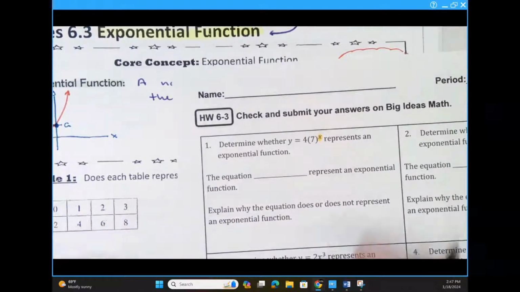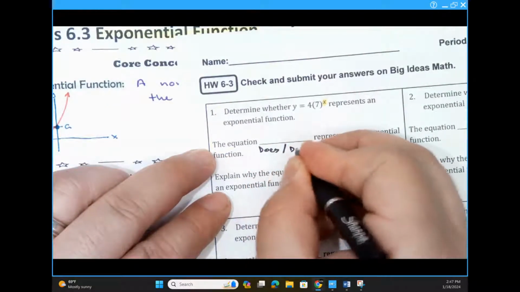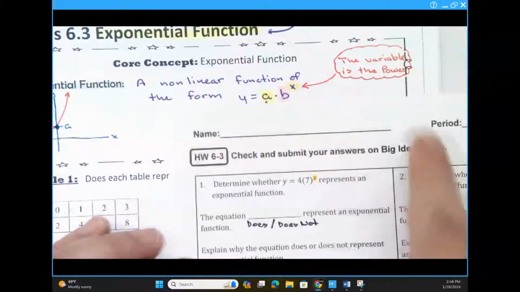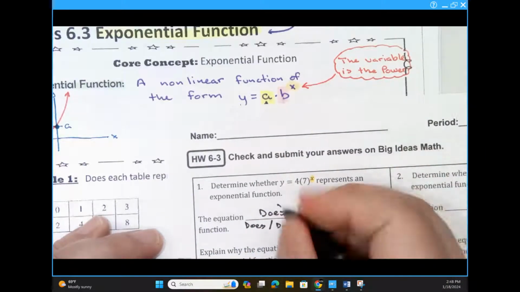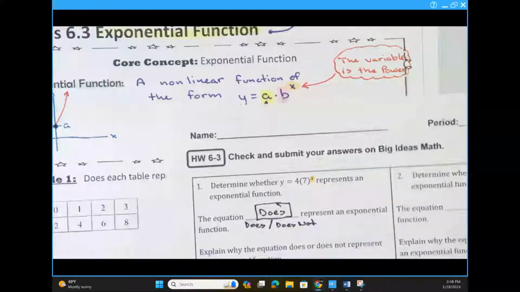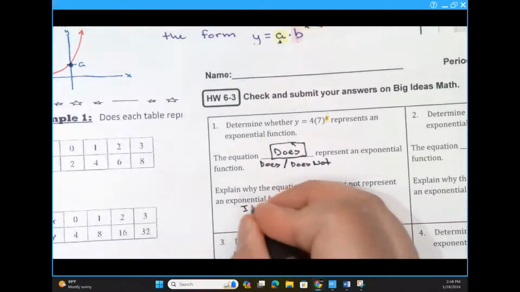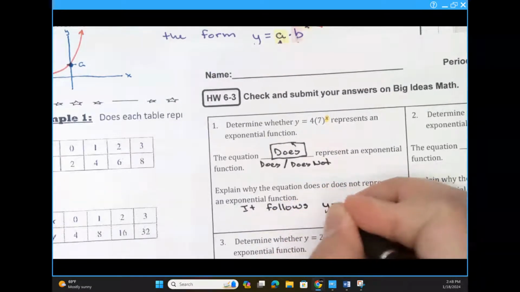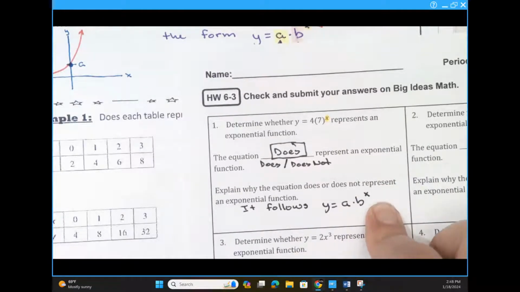Yes or no? Well, look, you're either going to choose, you're going to say does or does not. Those are your two options on BIM. Well, then the variable is a power. So then my answer would be does. That'll be my choice right there. So it does. But then it says explain the reason. Well, the reason it's this is because it follows that y is equal to a times b to the power of x, because my variable is the power.